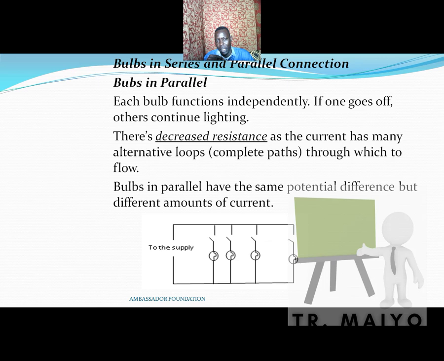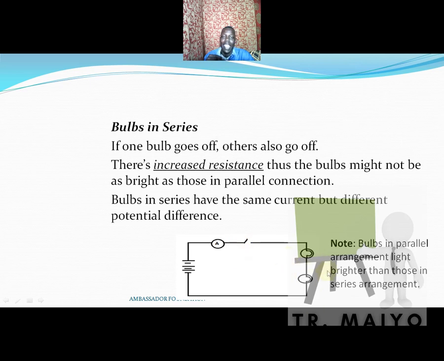So bulbs should be connected in parallel, because if one goes off, the rest will work independently. Even in the street lights, they are always connected in parallel, because you will find some bulbs not working, yet the others are working. If they were in series, then when one goes off, the whole street, no lights. So know when bulbs are said to be in parallel like this one, and know when bulbs are said to be in series like this. Even these cells are also in series.